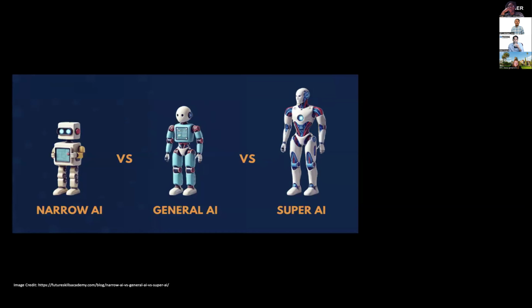AGI will be around us very, very soon, maybe 5 years. But there is a next level, super AI. Super AI has intelligence more than human beings. So that is the big difference between these three forms of AI: narrow AI, artificial general intelligence, and super AI.